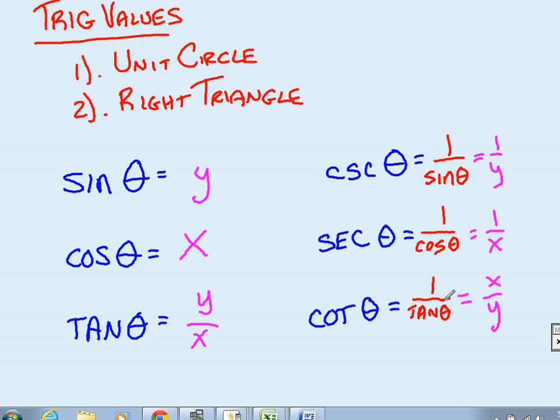Today we're looking at how to use your unit circle to find your various trig values. First of all, here are the trig values. We're looking at sine, cosine, and tangent, which you've probably heard of before. And then we have cosecant, secant, and cotangent. And they are all reciprocals.